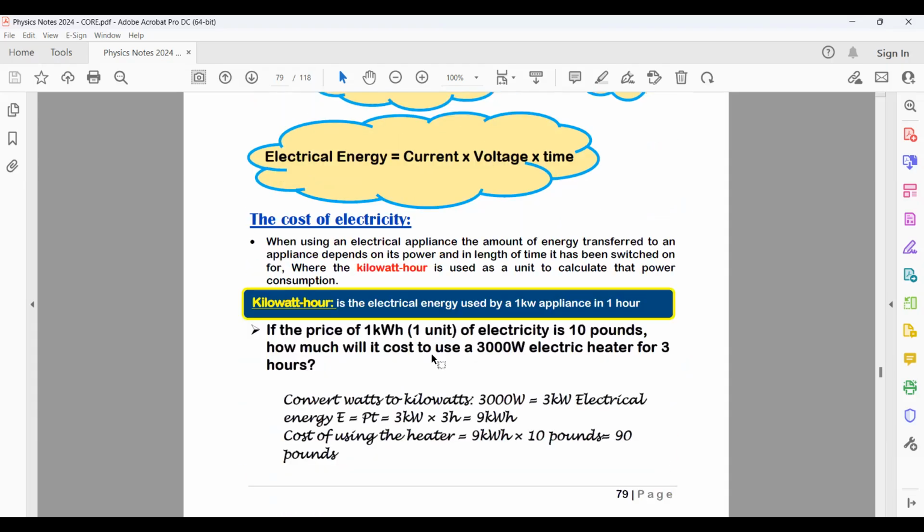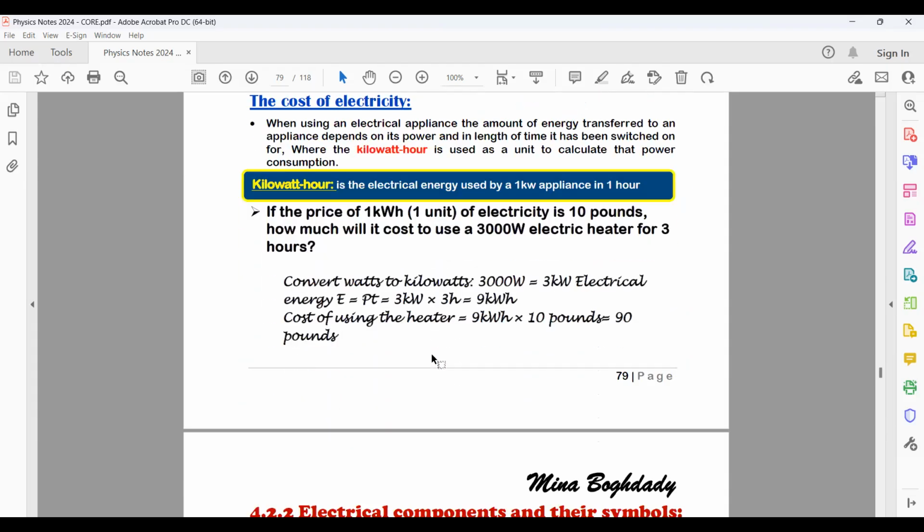Let's see the cost of electricity. In electricity only, we use a unit a little bit different than other powers and energies we know in life. Normally, we use the unit joules for energy. But if we use joules in electricity, the values will be so huge and complicated. To make the values easier, they established a new unit called kilowatt hour.